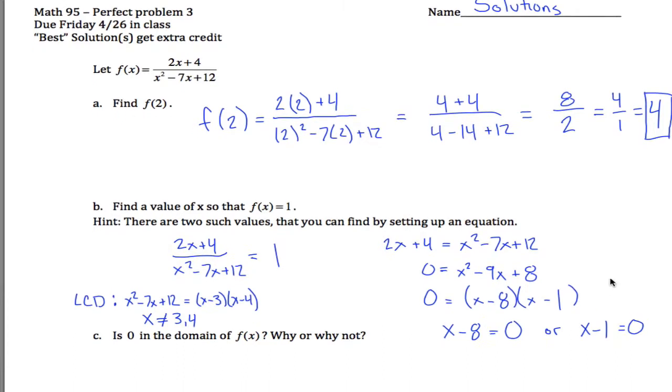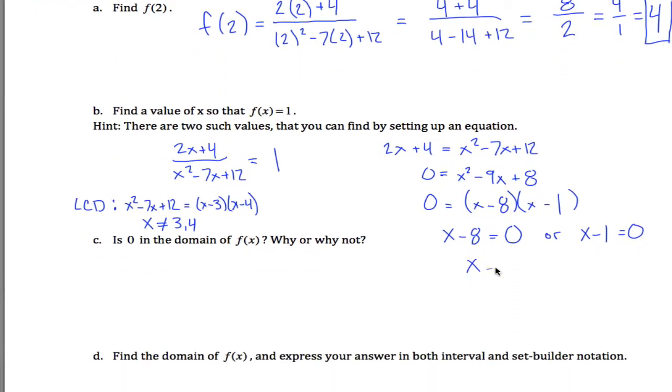And these are two linear equations that I can solve. Add 8 to both sides, you get x is 8. Add 1 to both sides, you get x equals 1. Double check to make sure you didn't exclude those solutions. You didn't. Good. These are the answers. I only asked you to find one of them, but there's two of them.